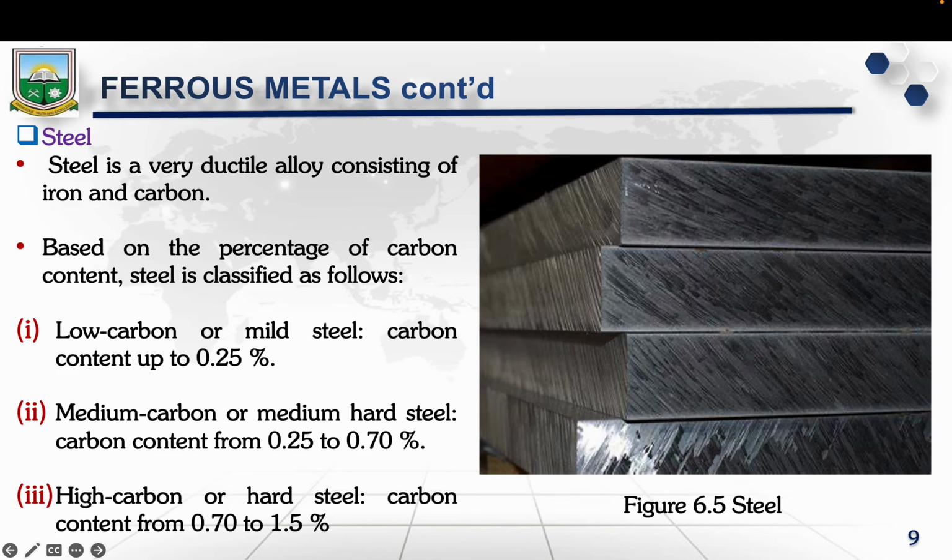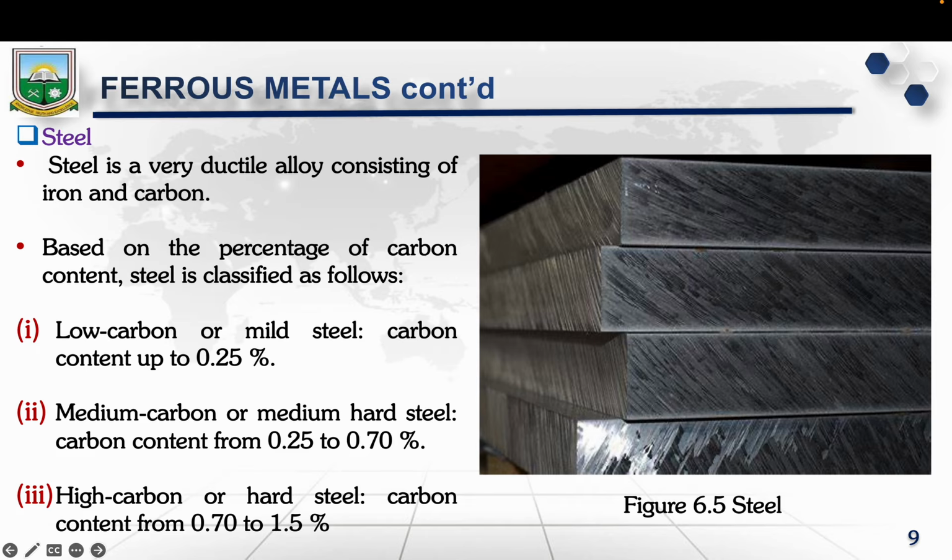The next one is steel. Steel is the most widely used and versatile alloy in construction and engineering. Steel is primarily an alloy of iron and carbon, with slight variations in the carbon content leading to significant changes in properties. Steel is classified into three broad categories.